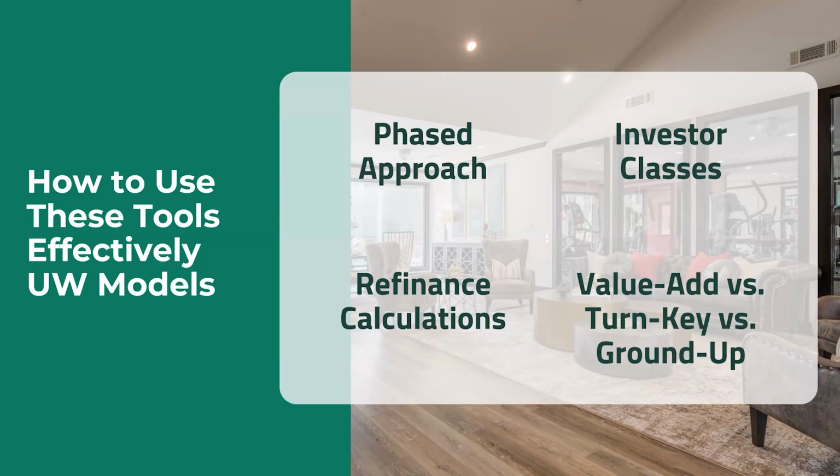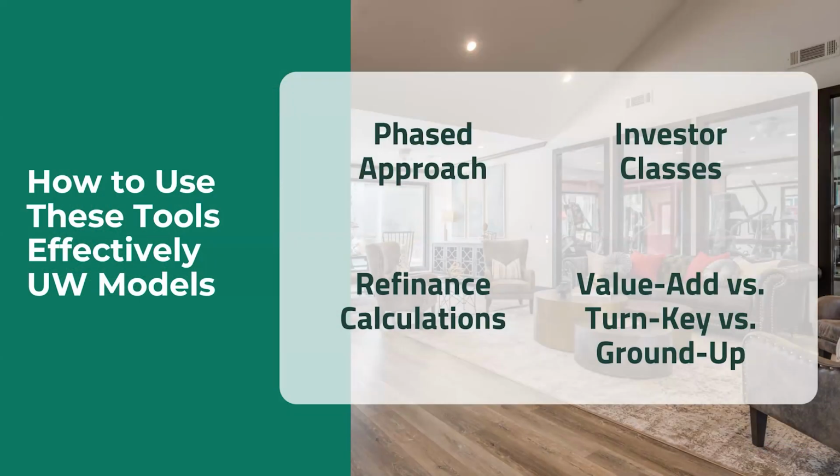And the difference is, we have an underwriting model for all of these variations. So when we look at a deal, we'll say, okay, the business plan is we're going to do a value add and we're going to have a permanent loan from day one. Or we're going to do a ground up construction project and we're going to do this phased approach with a refinance. So all of these combinations, we make sure we have a template for, so we're not cutting any corners.